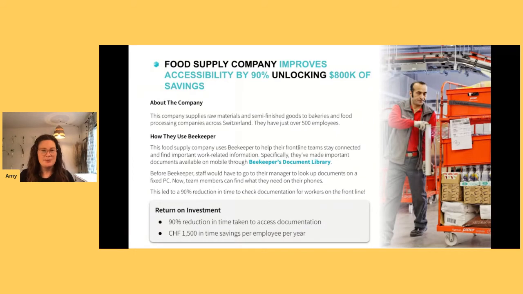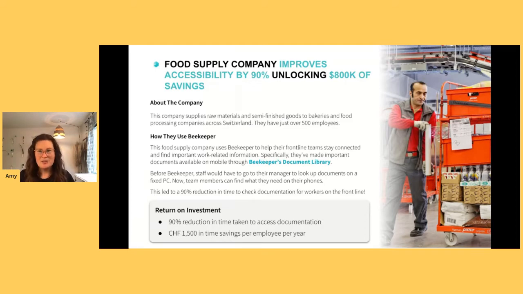Next up is one of our food supply companies. They use a few different features of our operational suite, but the one in particular I was going to focus on was our document library. Prior to using the Beekeeper document library, there was one PC that all the employees would have to have their manager go to reference the specific file they need. So you can imagine if an employee was asking for a certain benefits information form, they'd have to ask their manager, who would then go to this PC, pull up the file, print it out, or email it to the employee. And that was a huge time waste on their day.